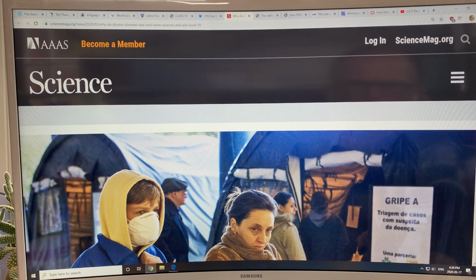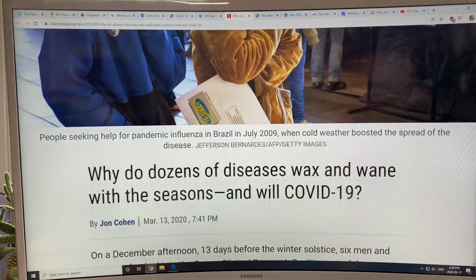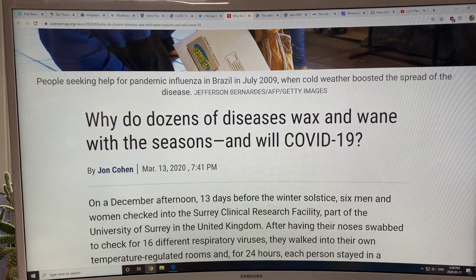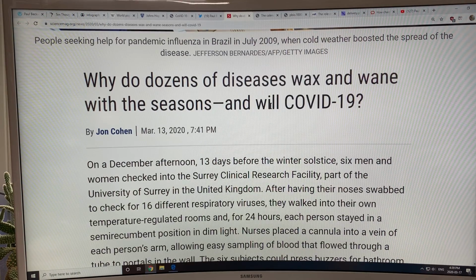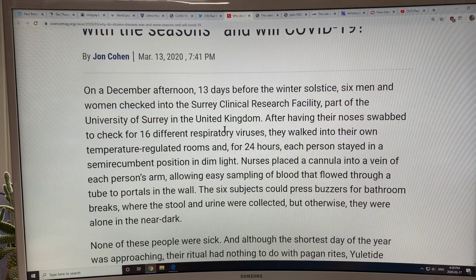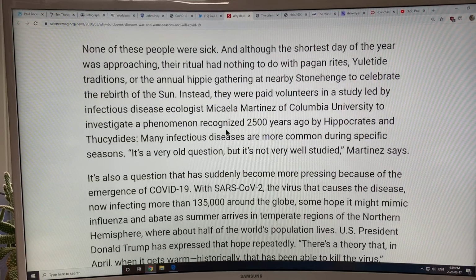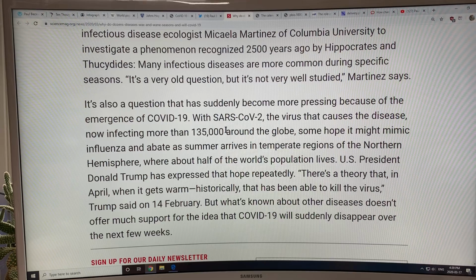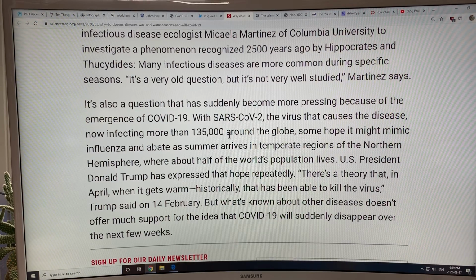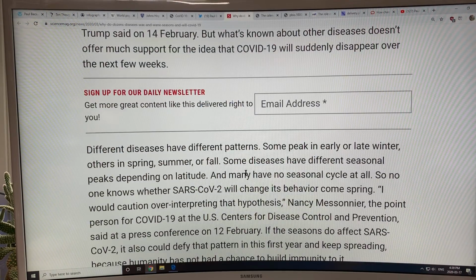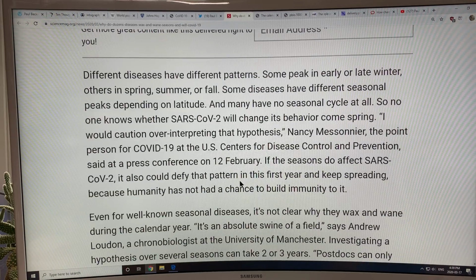This is a very good overview. I highly recommend that you have a look at this article, Why Do Dozens of Diseases Wax and Wane with the Seasons, and Will COVID-19? So this basically looks at the question of why various diseases wax and wane.